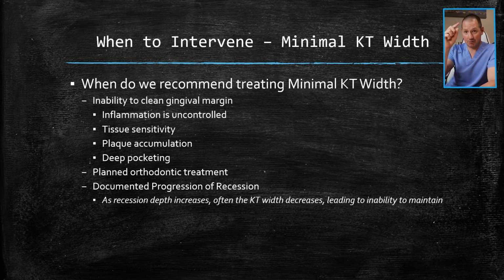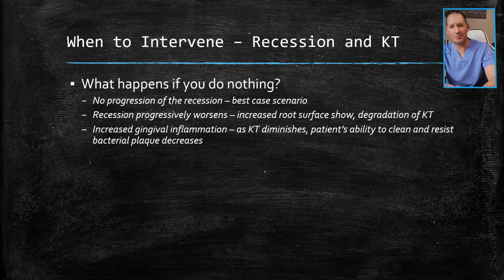Because as the recession increases, the KT width decreases, I'm likely going to recommend a treatment to augment the soft tissue or cover the root surface, depending, if I see a patient with minimal KT and a recession that's getting worse. So those are reasons why I would recommend treatment for both recession and minimal KT. What happens if you do nothing? I think it's important to always tell a patient that, right? We always talk about risks, benefits, alternatives. And so, what happens if you do nothing?